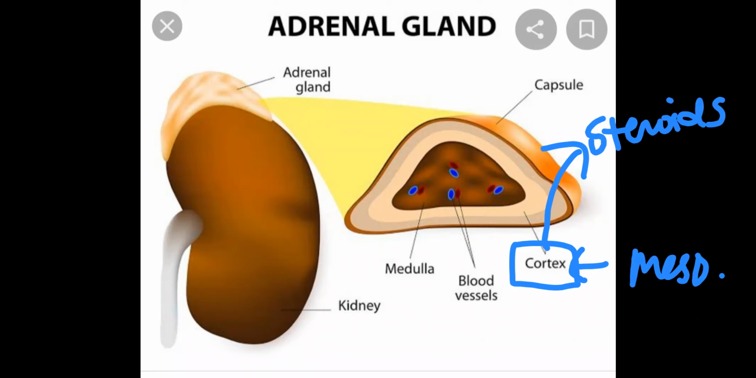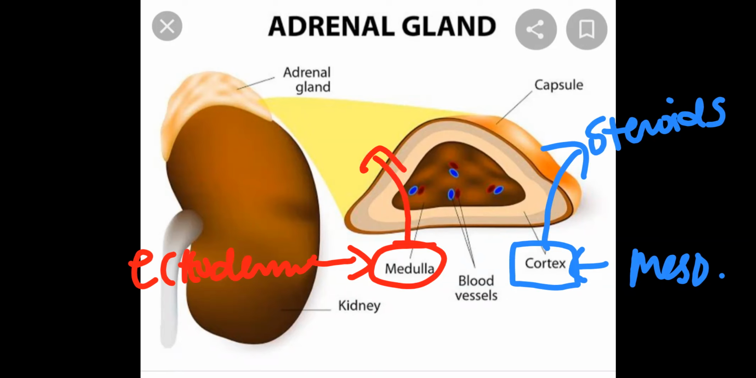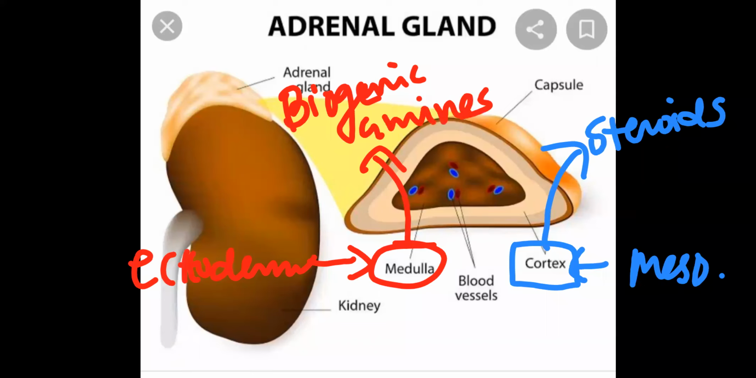Which is the inner region of the adrenal gland, histologically the inner side of the adrenal? That is known as the medulla. What is the origin point for the medulla? Ectoderm. Very nice. Collectively, the hormones secreted from the medulla are known as which hormones? Biogenic amines, also called catecholamines. Today we will be able to talk about only one out of these two, that is adrenal medulla and its hormones. Let's talk about it. Adrenal medulla hormones.